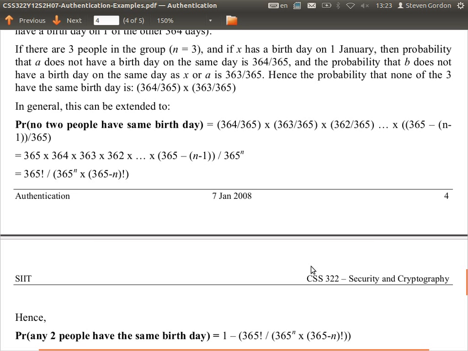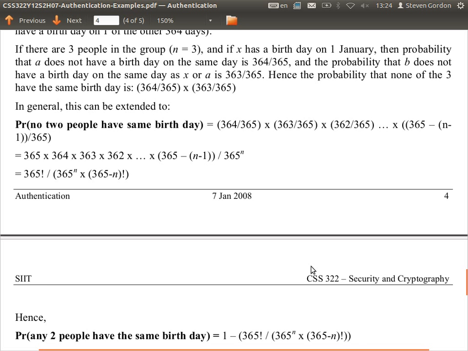365 factorial over 365 to the power of n times (365 minus n) factorial. That's the probability that no two people have the same birthday. So here it's different in that the third person cannot have the same birthday as me or the other person. And that's why we got that case of 363 over 365. And then the probability that any two people have the same birthday is 1 minus what we just calculated.